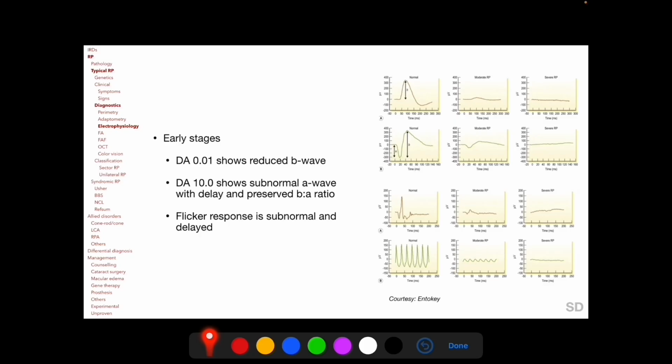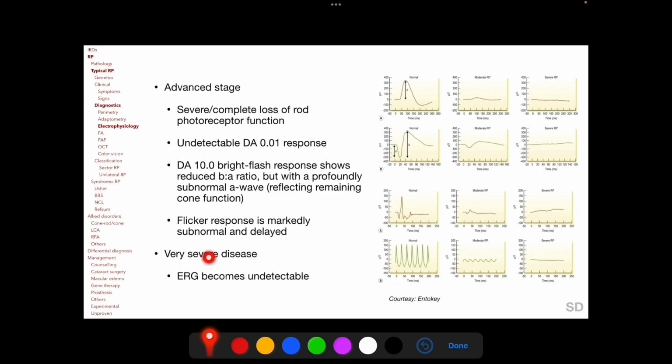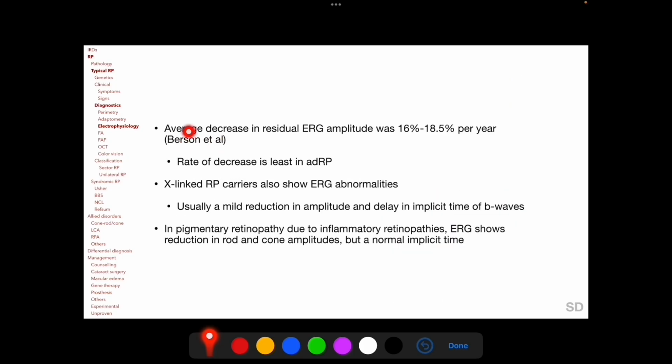In advanced to very severe retinitis pigmentosa, there is severe to complete loss of rod photoreceptor function. The responses to dark adapted dim flash and bright flash are severely compromised to undetectable, and the 30 Hz flicker response from the cones is markedly subnormal and delayed. Berson et al. estimated the average decrease in residual ERG amplitude to be 16% to 18.5% per year, with the rate of decrease being least in patients with autosomal dominant retinitis pigmentosa.